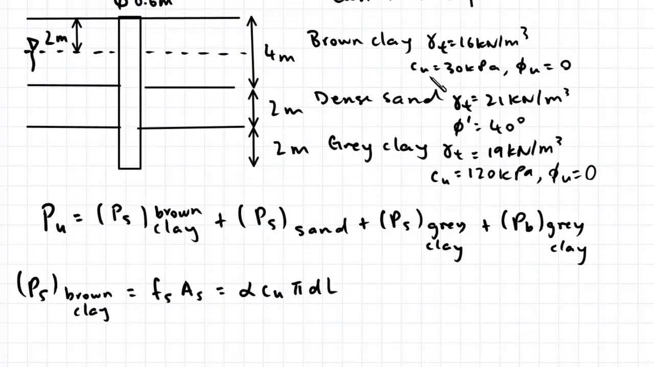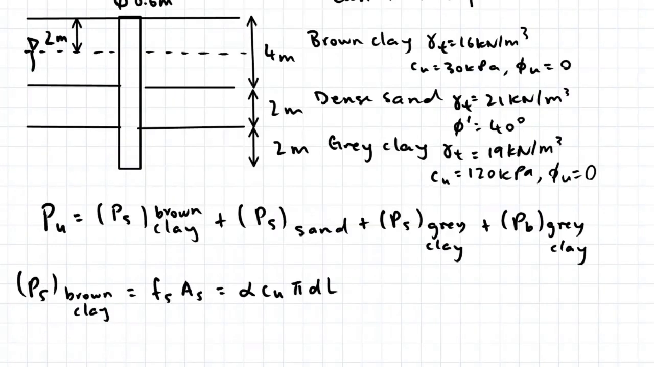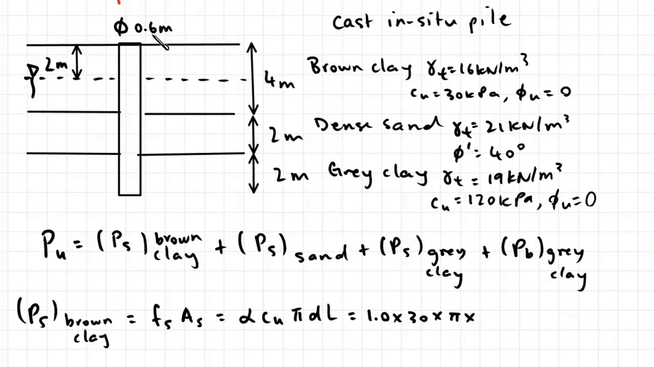Now we know that the undrained cohesion of the brown clay is 30 kPa, so we can find alpha using this diagram here. 30 is around here, and if we project upwards and horizontally, that gives us a reduction factor alpha of 1. So that's equal to 1 multiplied by 30 multiplied by pi multiplied by our diameter, 0.6, and the length of the pile within the brown clay layer is 4 meters. This works out to be 226 kilonewtons.